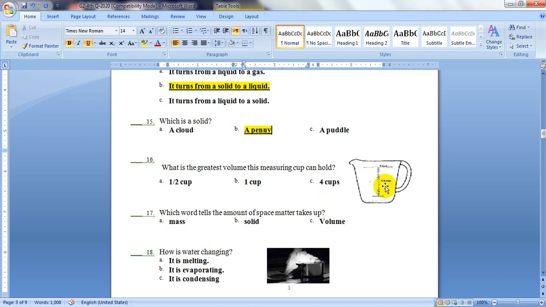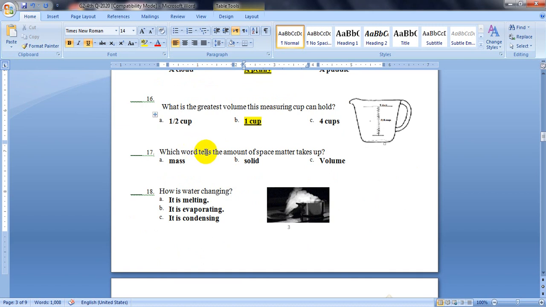Here we have 0.5, which means half, and 1. Which is the greatest volume here? It will be 1 cup. It cannot carry 4 cups. It can only get only 1. 17. Which word tells the amount of space matter takes up? The amount of space means mass, solid, or volume? It means volume.